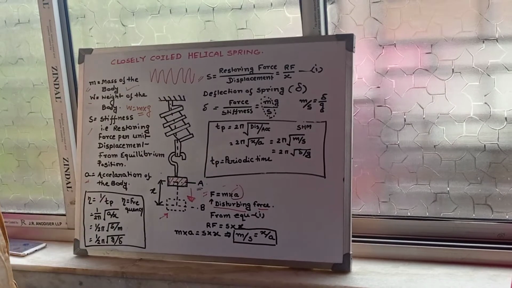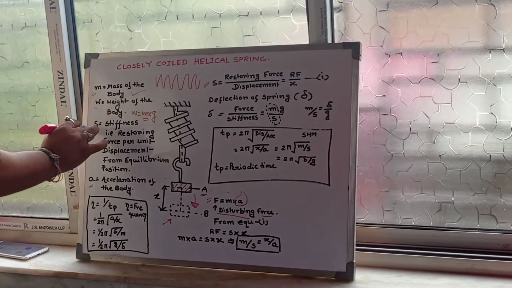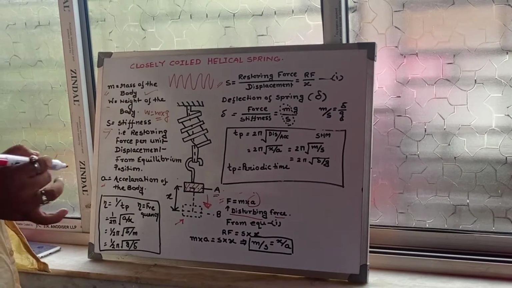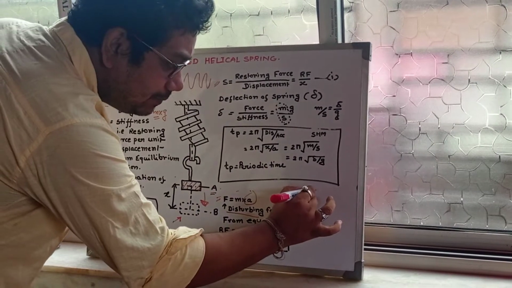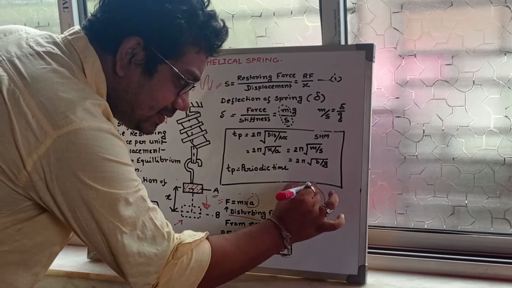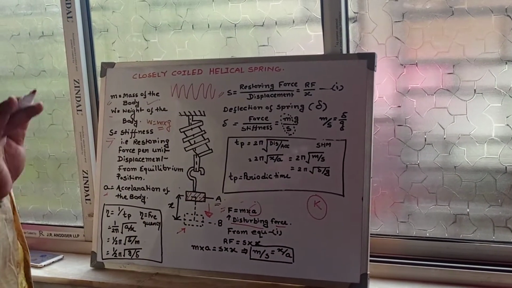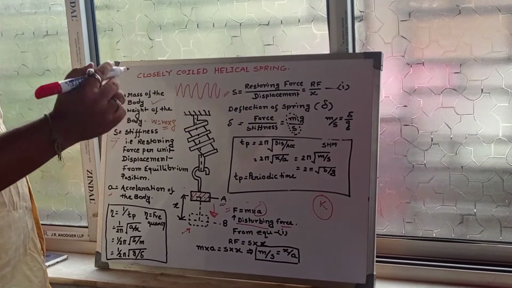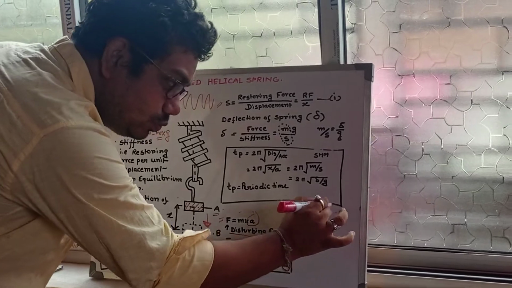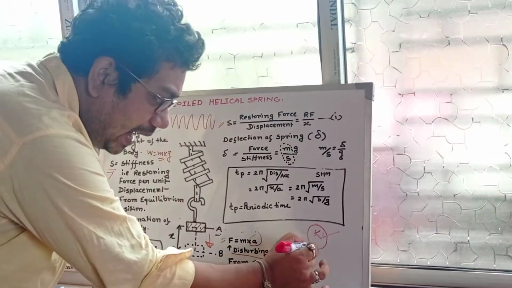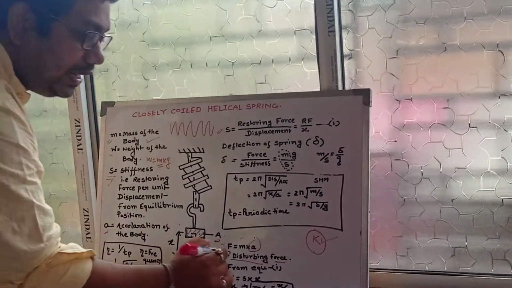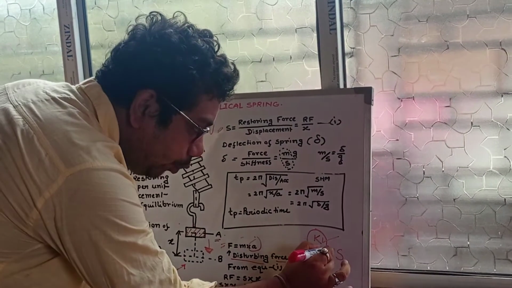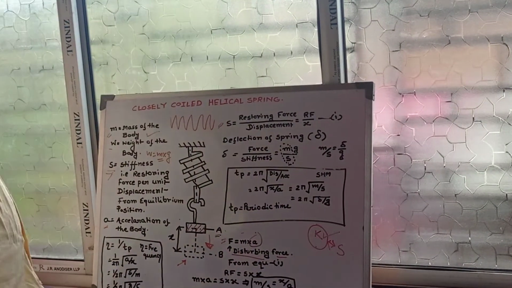One thing I want to mention: for stiffness, in most books you can see that K is most frequently used. Don't get confused, K and S are both the same. In most cases K is used. You can use K, but in our explanation we have considered it as S. Both are the same. Now come.